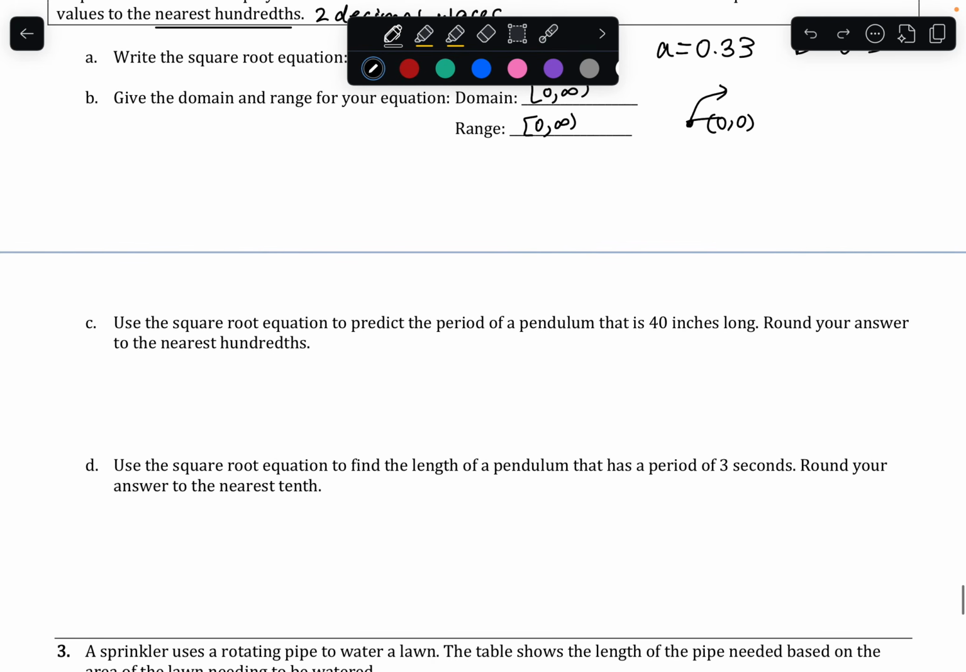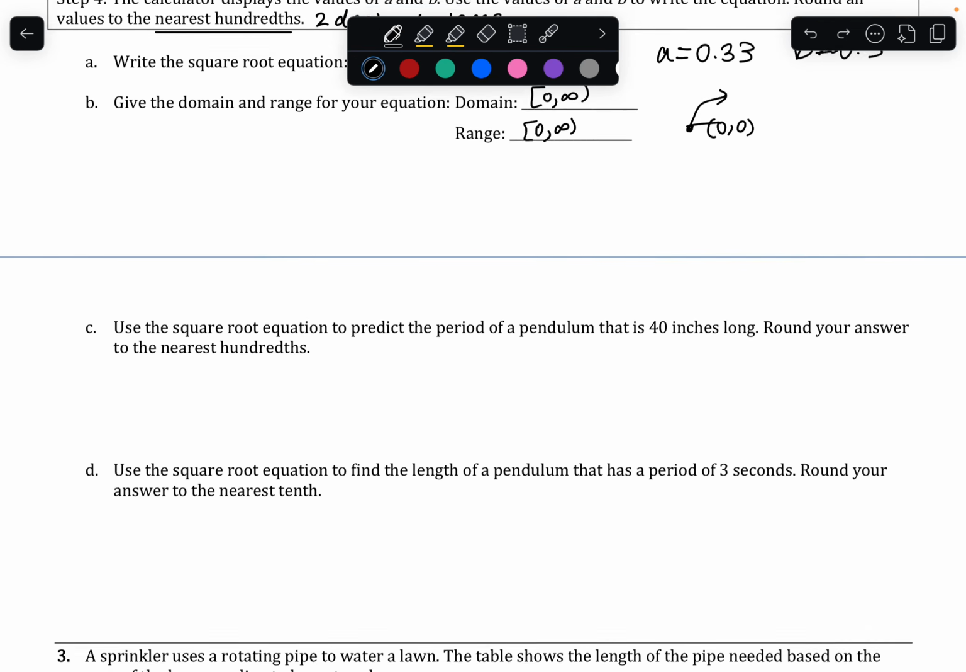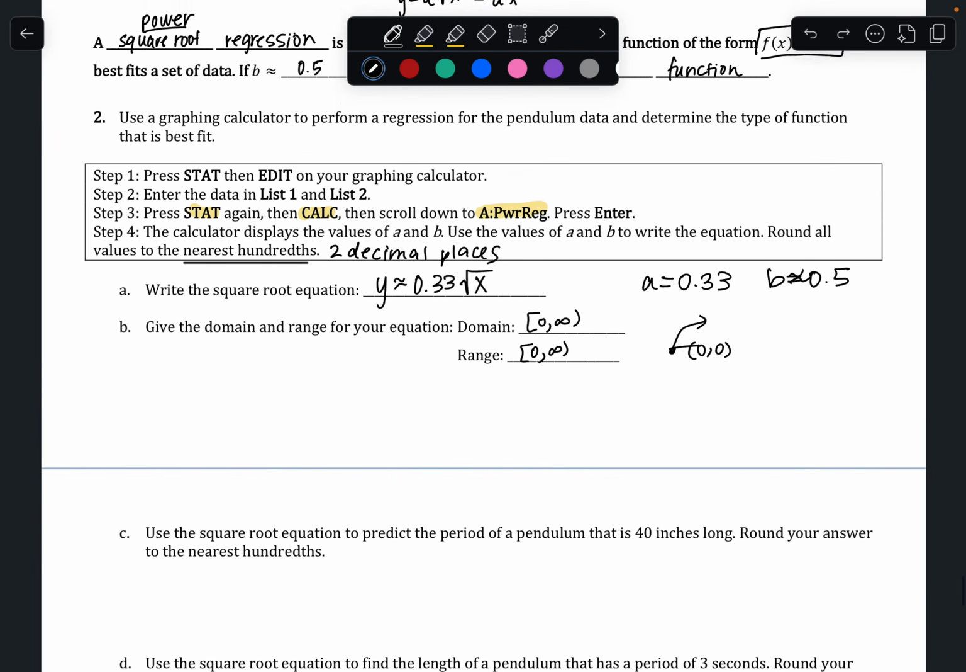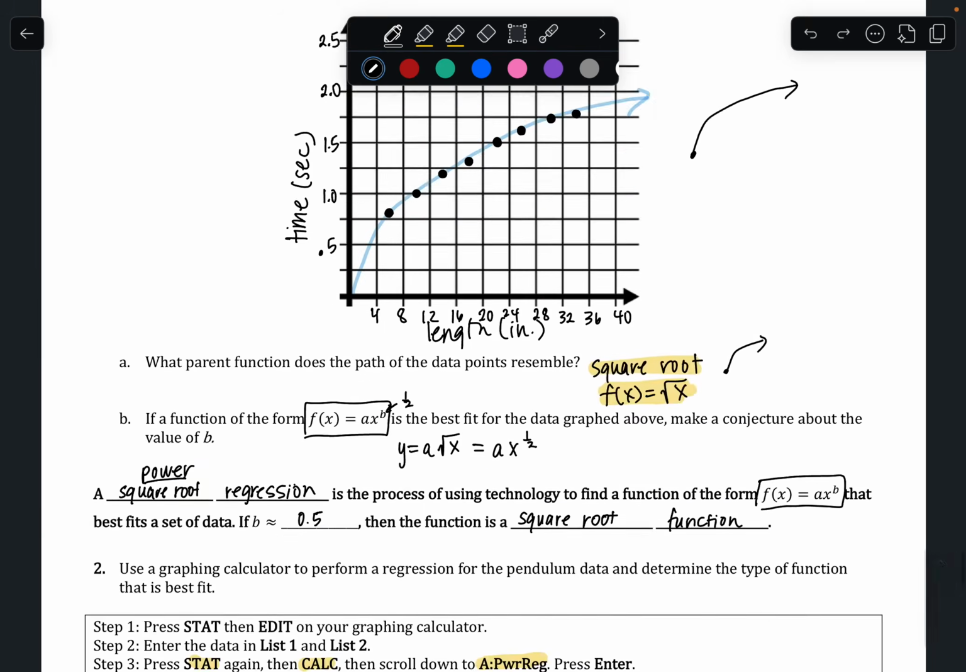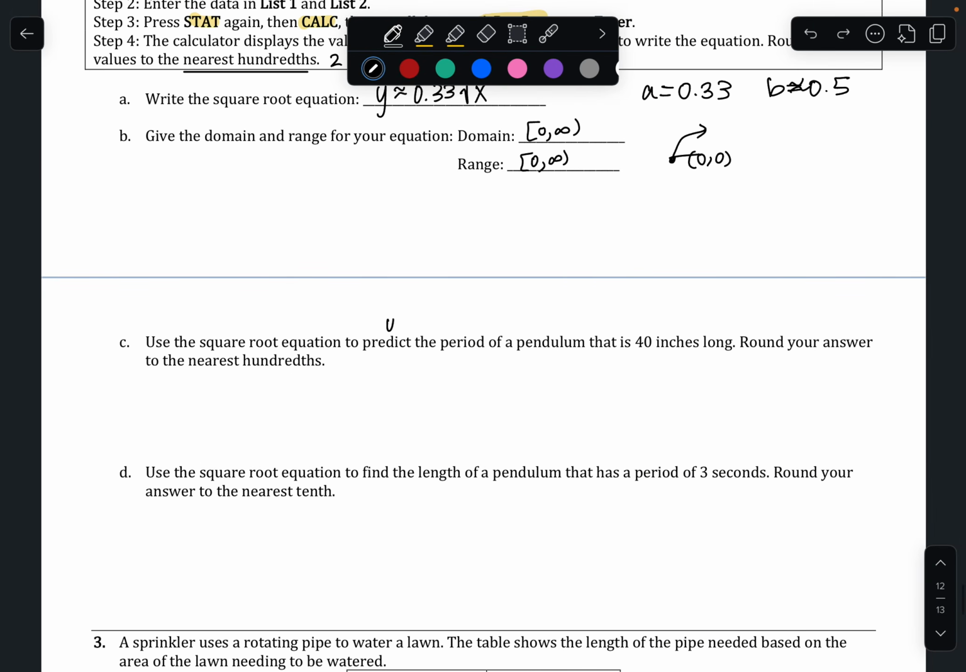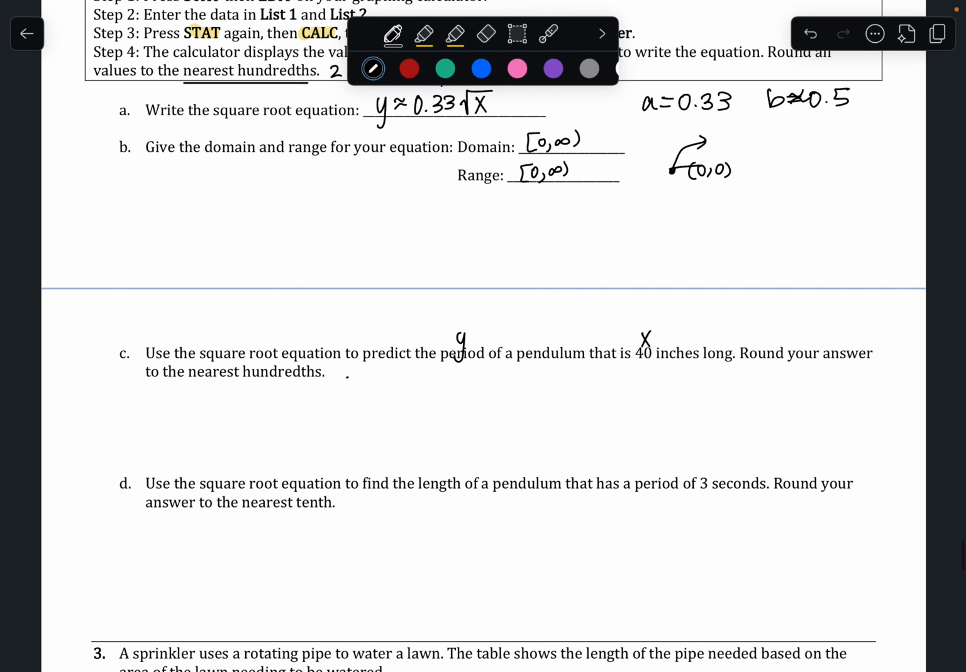Okay, and so it says use the square root equation to predict the period of the pendulum that is 40 inches long. Round your answer to the nearest hundredth. Remember the period, your time, was y. So we're predicting the y. Predict the y for when the x is 40. Okay, so using my equation, we are plugging in x equals 40.